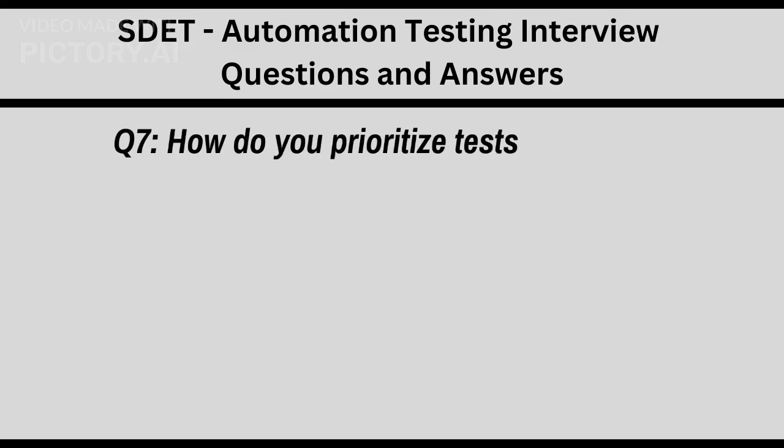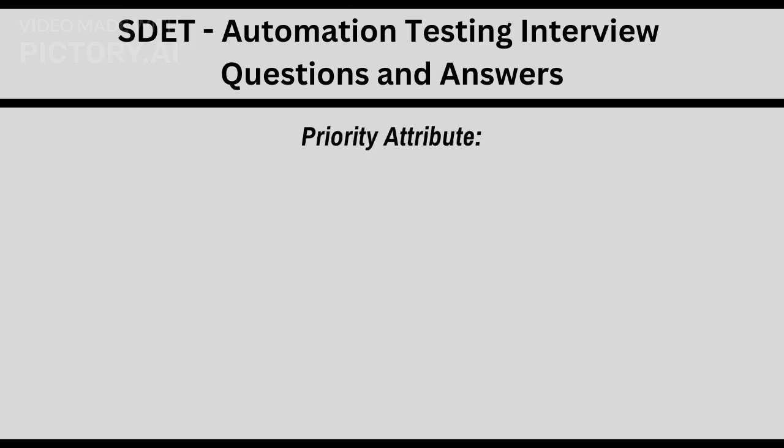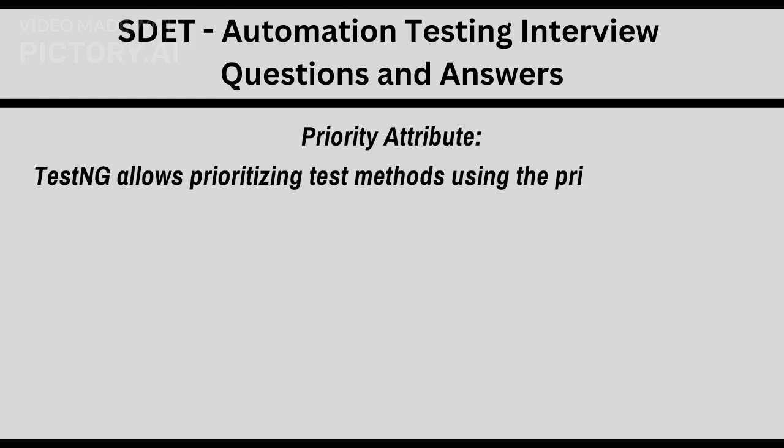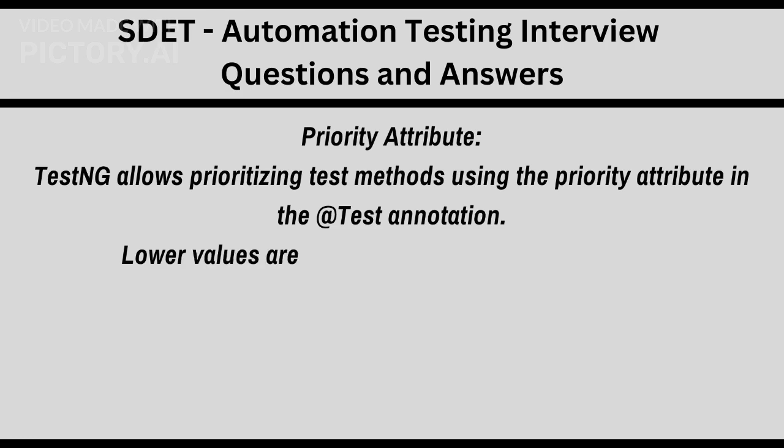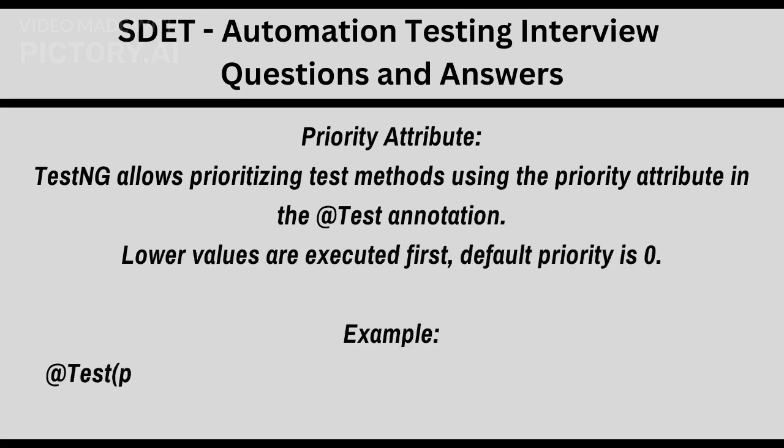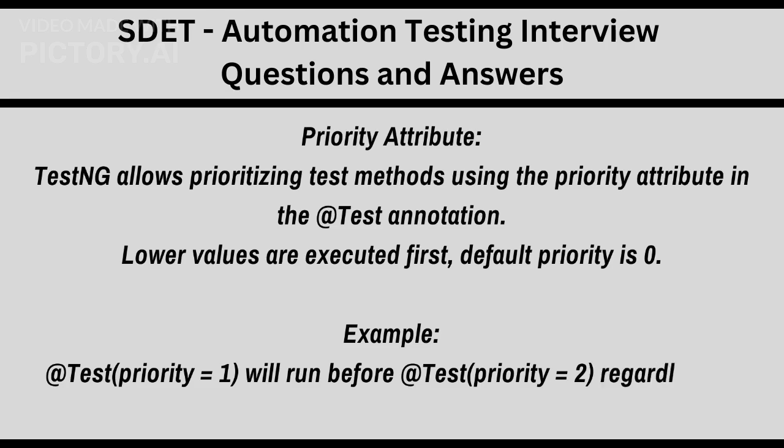Q7. How do you prioritize tests in TestNG? Priority attribute: TestNG allows prioritizing test methods using the priority attribute in the @Test annotation. Lower values are executed first. Default priority is 0. Example: @Test(priority = 1) will run before @Test(priority = 2), regardless of their order in the script.